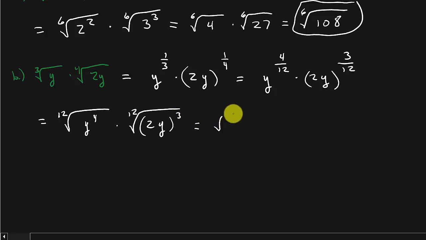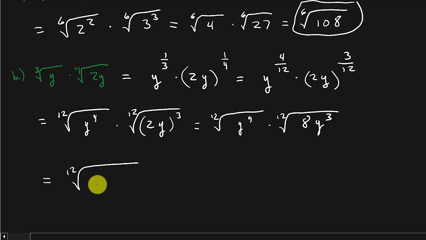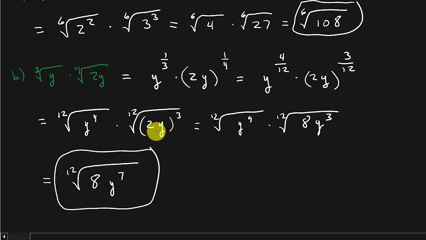And so this is going to be what? The 12th root of y to the 4th times the 12th root of 8y cubed. 2 cubed is 8, y cubed is y cubed. Now I can multiply these things together. So that is going to give me the 12th root of 8y to the 7th. y to the 4th times y cubed is y to the 7th. And so there's my answer.